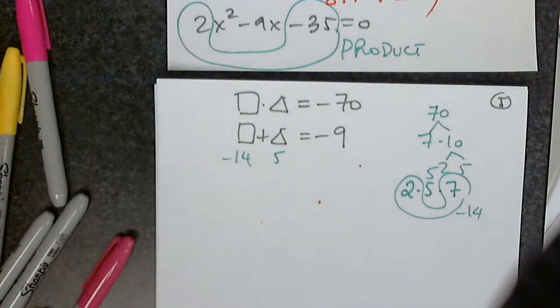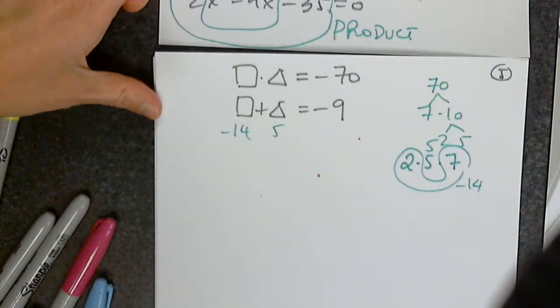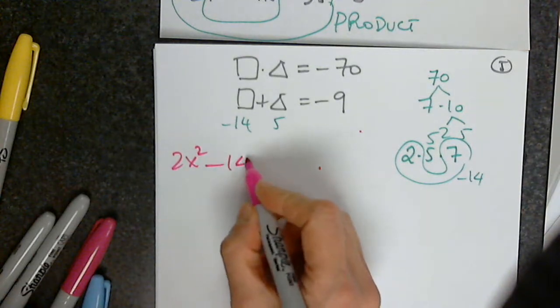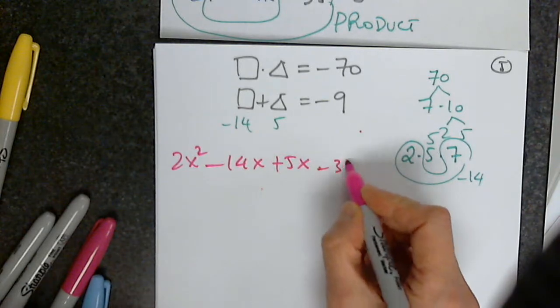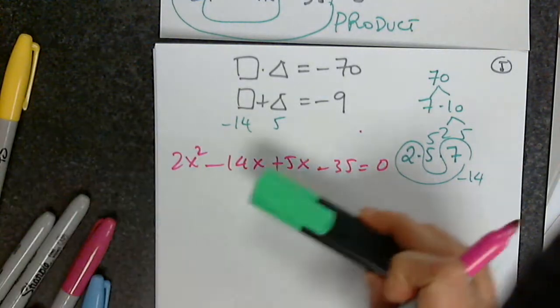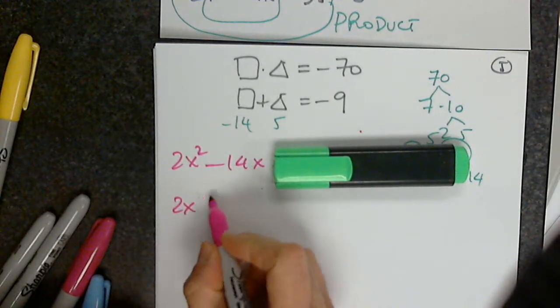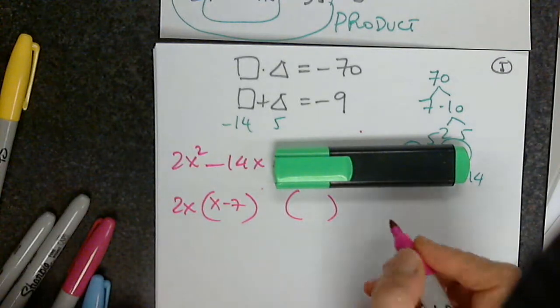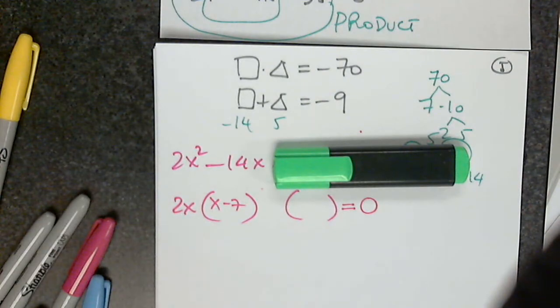What would you write? You will write 2x squared minus 14x plus 5x minus 35 equals. What method do I use next? Very good. From the first two, in parentheses. In parentheses from the other ones. And don't forget this time to write equal symbol and 0. If you do not, you're not going to solve.